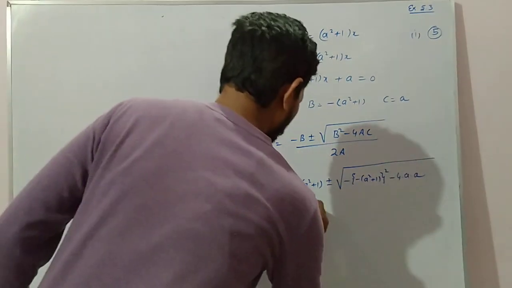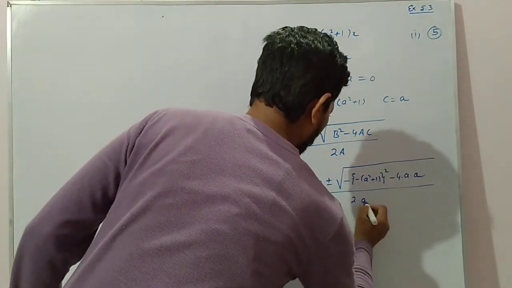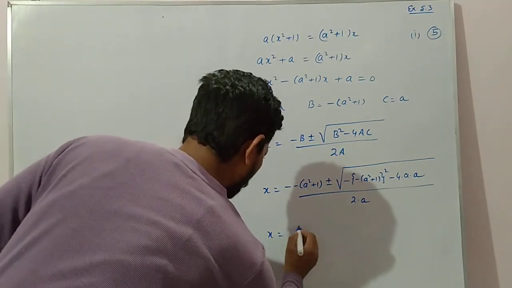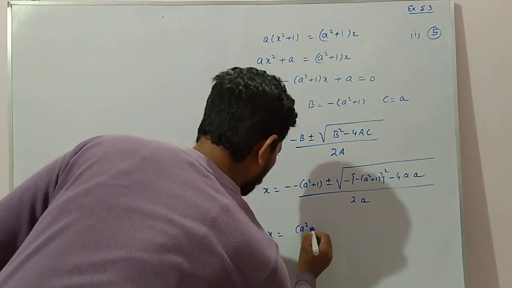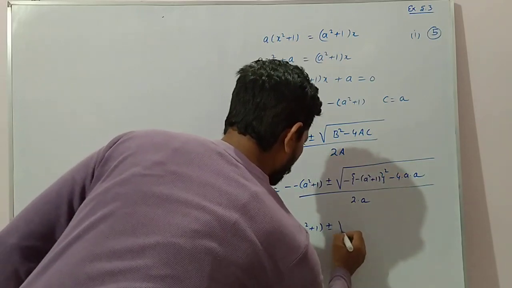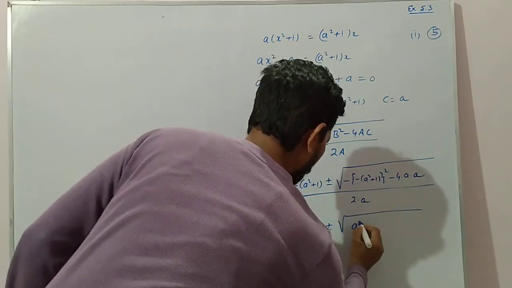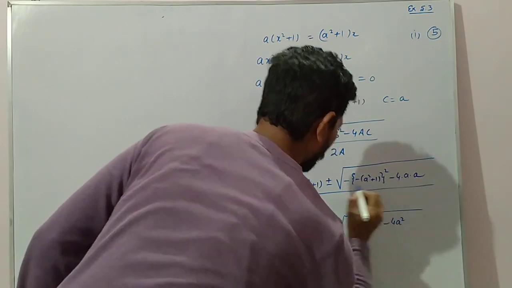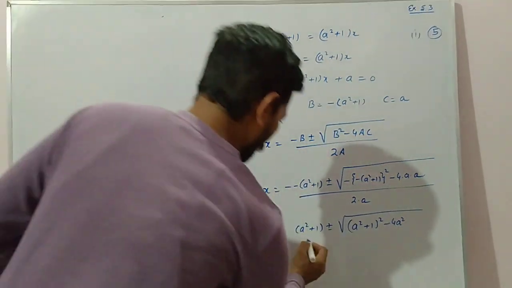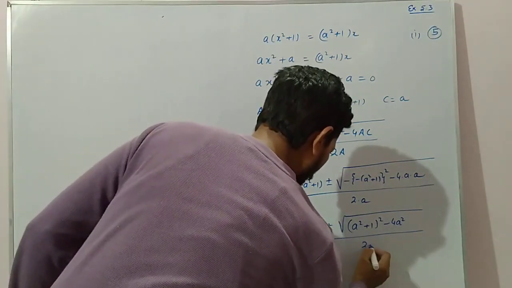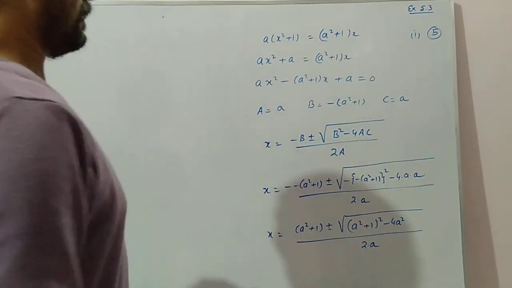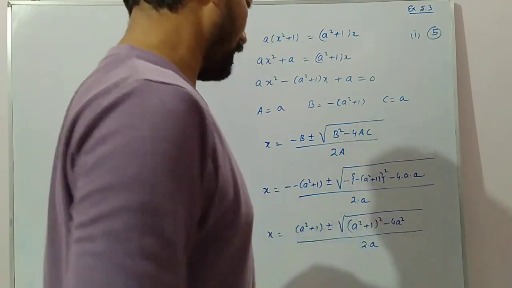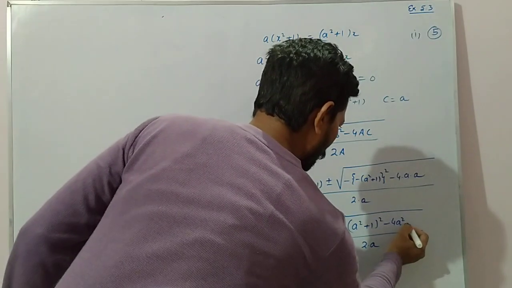By 2a, with 2 in place of a, that is a. So this will be x equal to a square plus 1 plus or minus root over a square plus 1 the whole square minus 4a square by 2a. Now here there will be a problem. See here, this is a square, this is a plus b the whole square minus 4a square. You just think this one here to be 1.